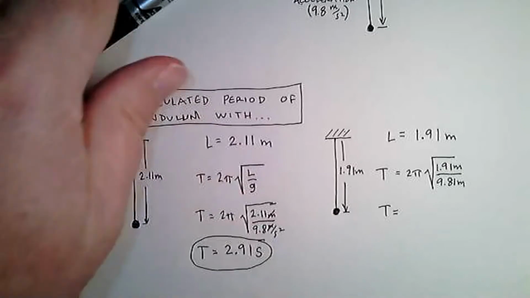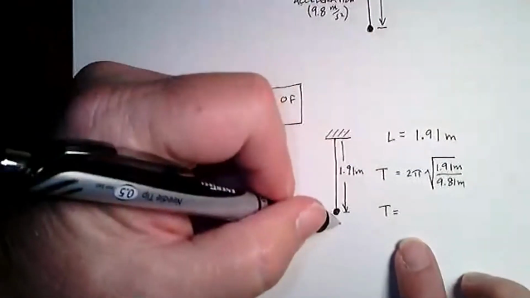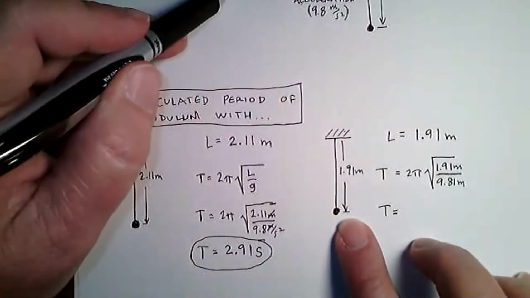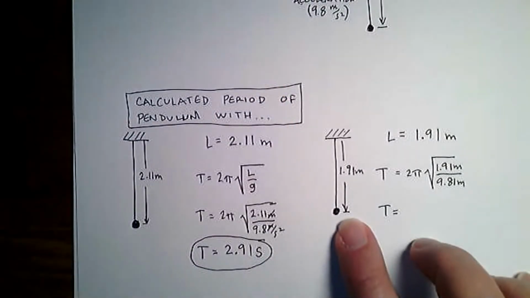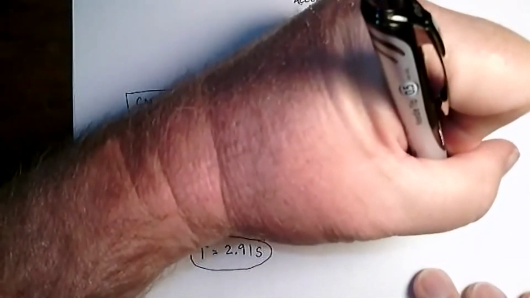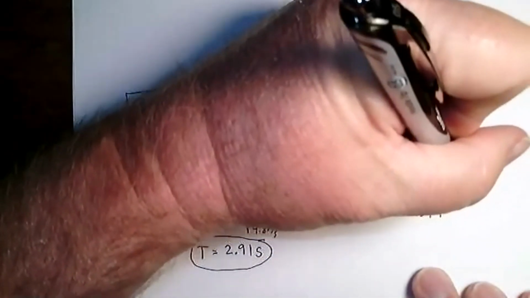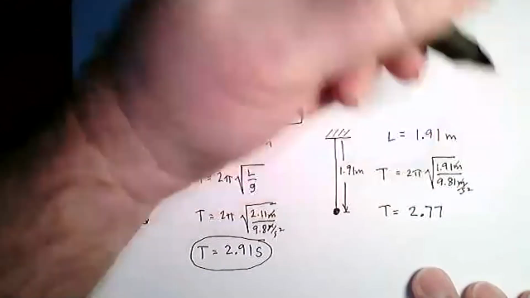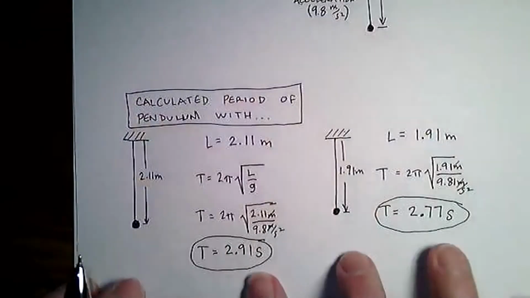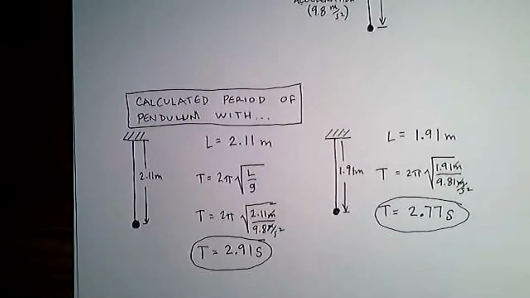And what I get, not surprisingly, since I shortened this, is that according to the formula up here, I should get a shorter period of time. So the shorter the string is, the shorter this value will be. I get 2.77. Again, the meters cancel, and when I take the square root of that, I end up with seconds. So we get a different time. So these are our predictions right here.